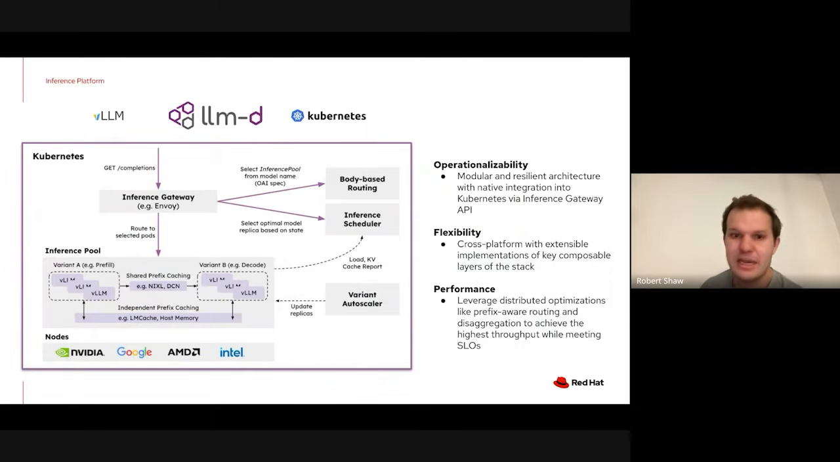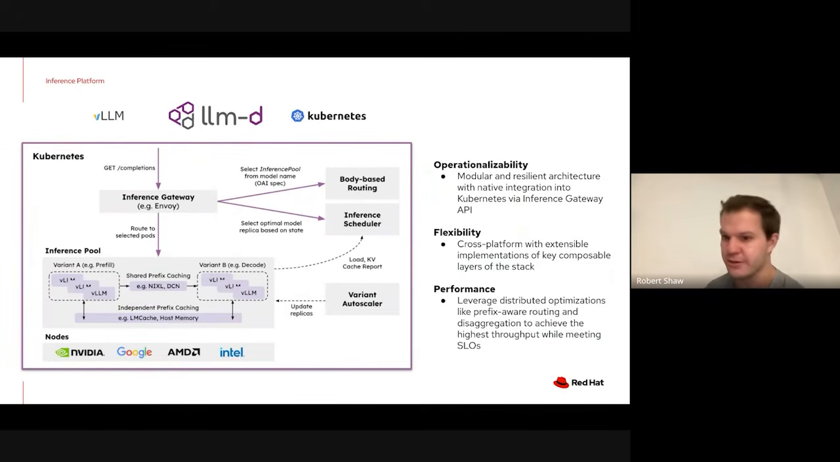So as an example, the request will come into Gateway in the same way that any HTTP service that's building on top of Gateway will work. In OpenShift, this uses Istio and Envoy. In a cloud environment, this could be GKE Gateway or whatever gateway is vendored by a cloud provider. And Gateway will call out to an inference scheduler. And this inference scheduler is where we inject a lot of the LLM-specific logic.